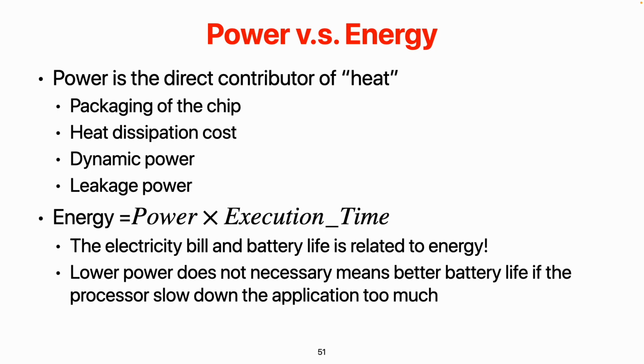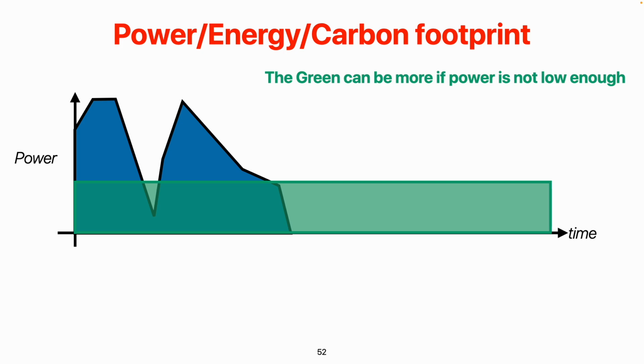A lot of people have the misconception that if I lower the power consumption, I can definitely lower the energy consumption, making my battery life longer. That's not true. Because the energy is computed by power consumption multiplied by the execution time. If you cannot lower your power enough, but make your execution time a lot longer, you are actually going to create more energy consumption.